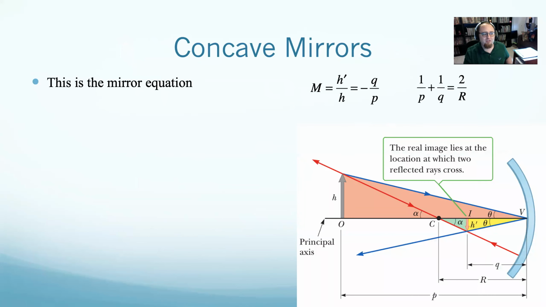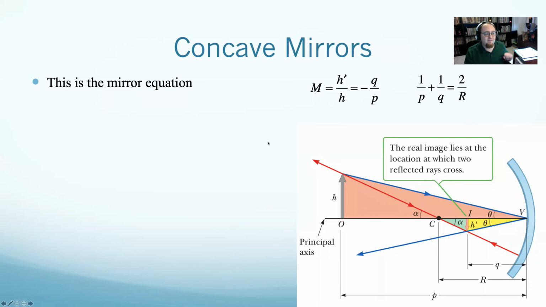And for any mirror, you can find exactly where the image will be. If you look at a curved mirror and you know how far away the object is from the mirror, you can tell how far away the image will be from the mirror, because you just say that 1 over the object distance plus 1 over the image distance is 2 over the radius of curvature.